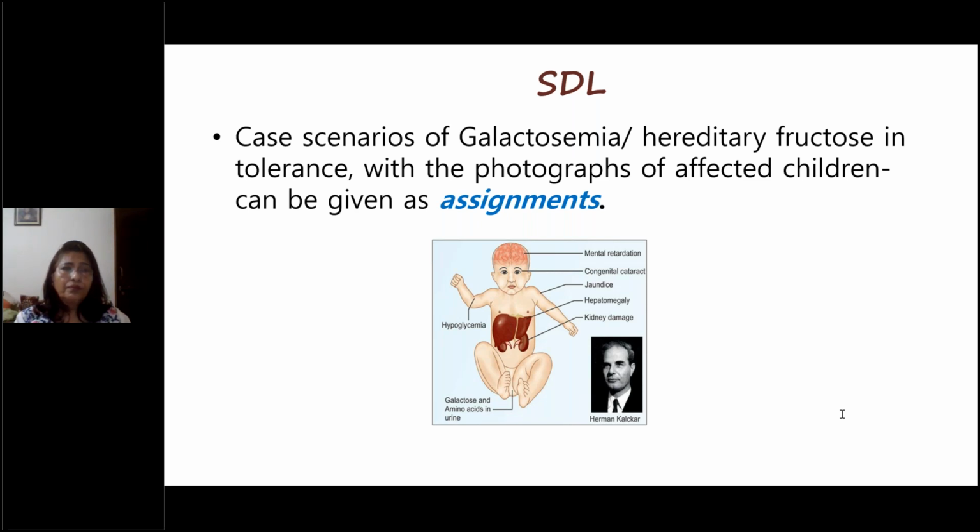Case scenarios of galactosemia or hereditary fructose intolerance can be given with photographs of the affected children, and the students can be asked to write assignments on these disorders.